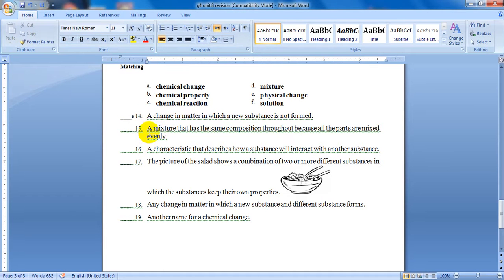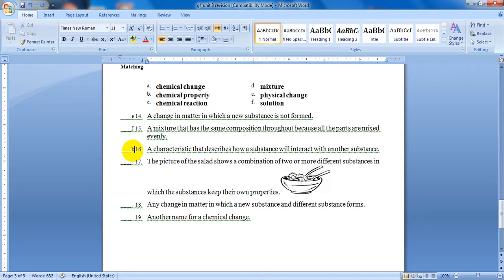The next one, a mixture that has the same composition throughout because all the parts are mixed evenly. All the parts are mixed evenly in a solution, which is letter F. The next, a characteristic that describes how a substance will interact with another substance. How will they interact together? So it's not a change, it's a property, which is a chemical property.